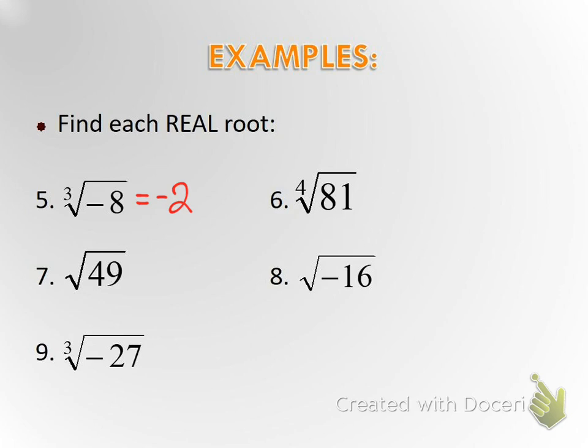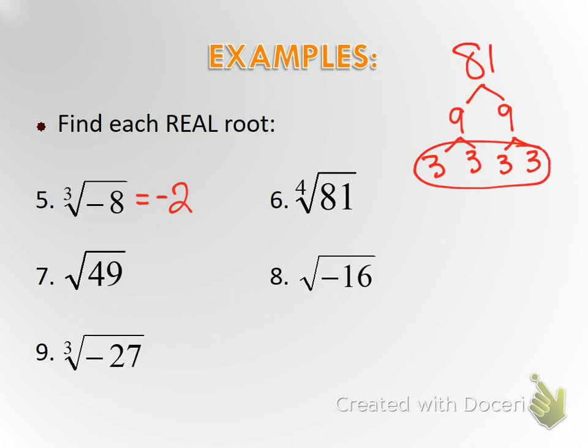Okay, we'll go to the side for number 6. What root are we taking on number 6? 4. The fourth root of 81. Now again, if you're not sure what it is, take 81 and make a factor tree. What can we break 81 into? 9 and 9. The 9s break into 3 and 3 and 3 and 3. If we're taking the fourth root, we are looking for how many of the same number? 4. So we're looking for groups of 4. There it is. We've got a group of 4 3s. So the fourth root of 81 equals 3.